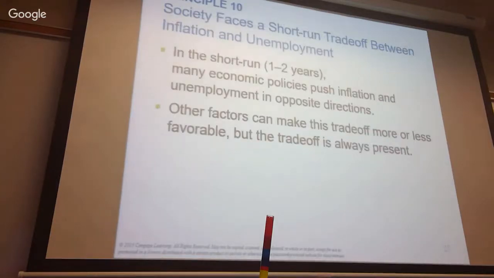Number 10, the last one: in the short term, so in a short span of time, 1 year, 2 years, there is a trade-off between inflation and unemployment. Now guys, what's unemployment? There's no work. Yeah, you don't work, right? So if you want to work but you do not have a job, we call that unemployment. So in the short run, between inflation, when the price goes up, and unemployment, there is an inverse relationship. And this is the reason why.